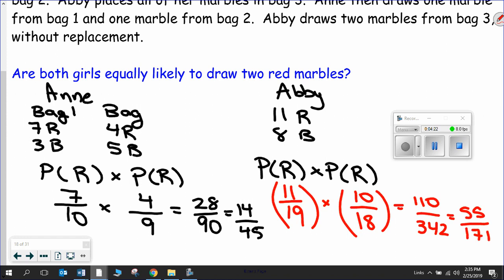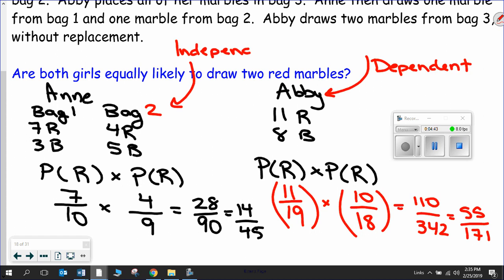And I don't. The Abby question is what our last lesson was all about. They were dependent on each other. The second draw was affected by what I got in the first. For Anne, those are independent. What she drew from her second bag was not affected by what was in the first bag. That's the difference between an independent and a dependent event.